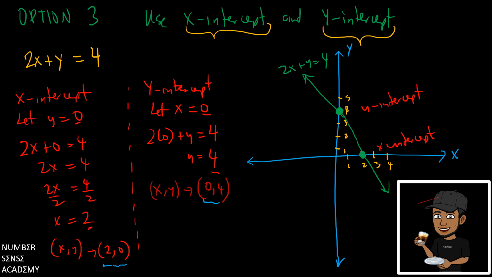All right? And that's how you graph equations of lines. So the 3 options: you can use a table of values, or you can use the slope-intercept form. So convert the equation, whatever form it is, make sure it's in slope-intercept form. And then you could use the x-intercept and y-intercept. That's it. Thank you.